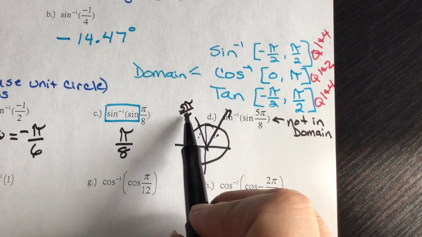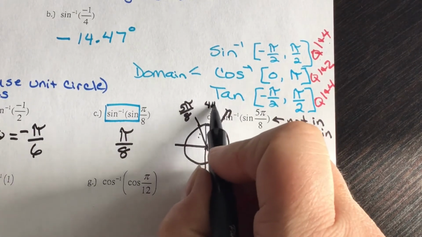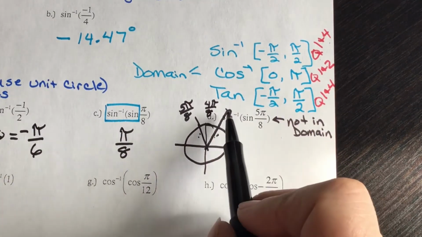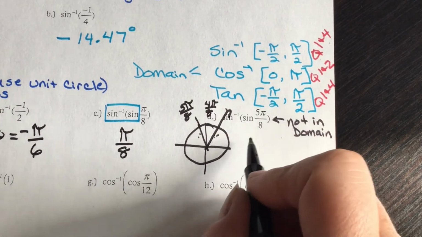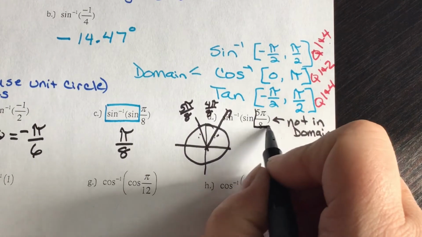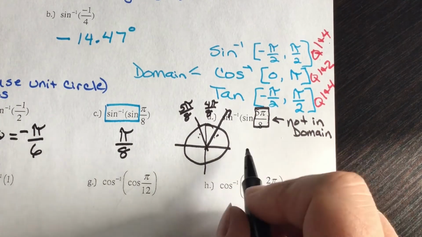So if this is 5 pi over 8 and I reflect it over the y-axis, which is 4 pi over 8, this angle right here is going to be 3 pi over 8. So 5 pi over 8, again, not in my domain.